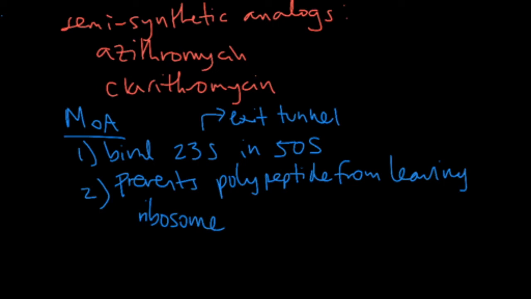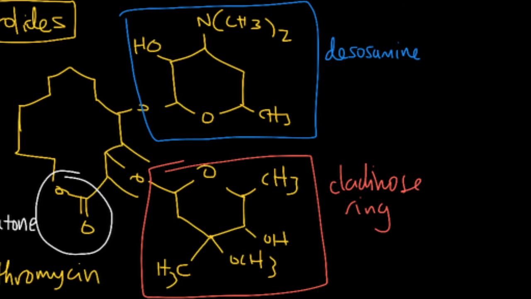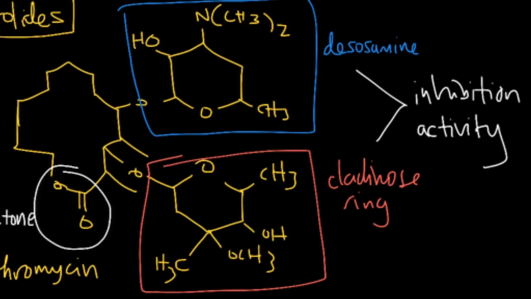And it just so happens that the cladinose ring and this desosamine ring, like I showed you earlier, over here, are important for inhibition activity. Meaning that they help block the exit tunnel in the 23S subunit of the 50S subunit. So remember that this desosamine and the cladinose ring are both important in inhibition activity. If you take them out, you can't inhibit the ribosome and the bacteria survive.